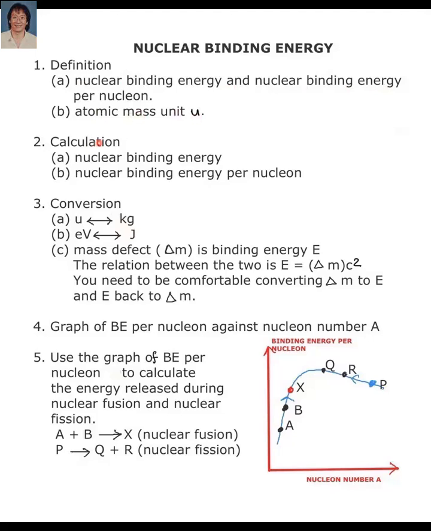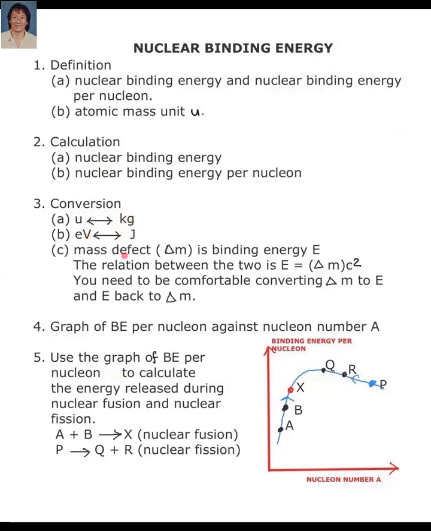Calculations. You must be able to calculate nuclear binding energy and nuclear binding energy per nucleon. Conversion. Converting mass in atomic mass unit to kilogram and from kilogram back to atomic mass unit is important. Similarly, you need to be able to convert electron volt to joule and joule back to electron volt.